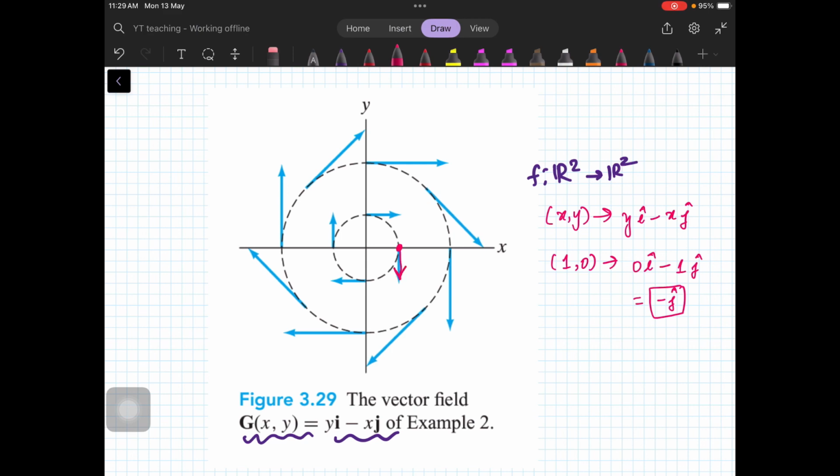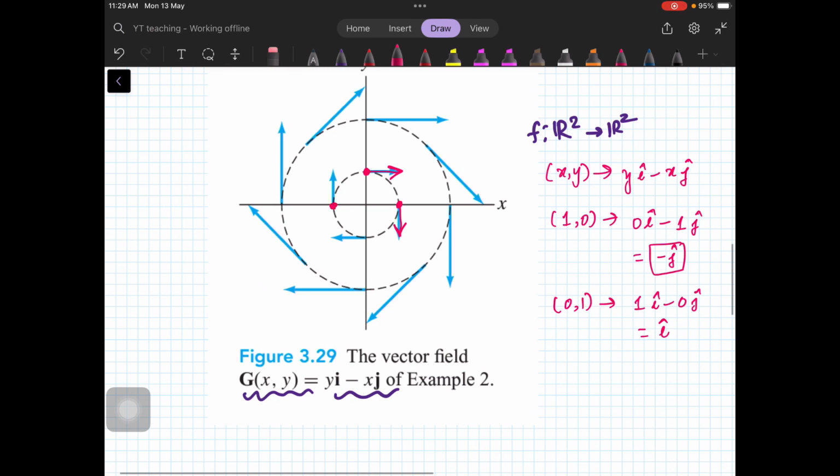So this is a unit vector in the opposite direction of the y-axis. So can you see like this? And if I am at this point which is 0 comma 1, then I am going to 1 i cap minus 0 j cap. So I am going to i cap. So can you see this is i cap, right? And similarly if I am at this point which is minus 1 comma 0, then I am at 0 i cap plus 1 j cap. So here it is. Does that make sense? So this is this kind of vector field. So at every point you have to stand and see what is the vector and then draw that vector.